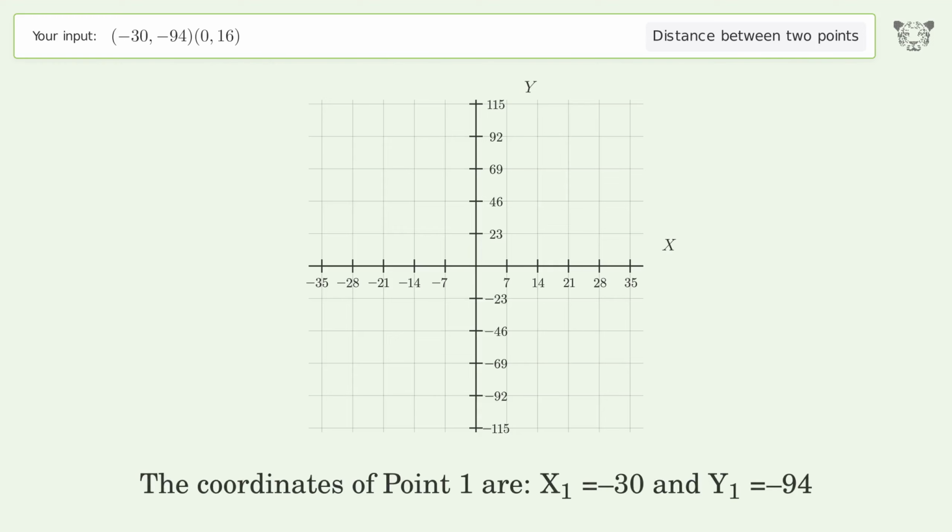x1 equals -30. x2 equals 0. y1 equals -94. y2 equals 16.